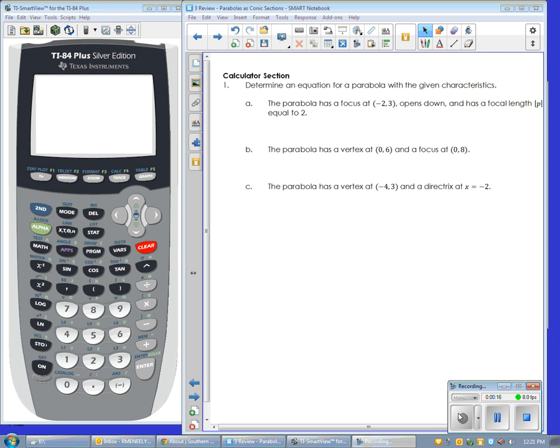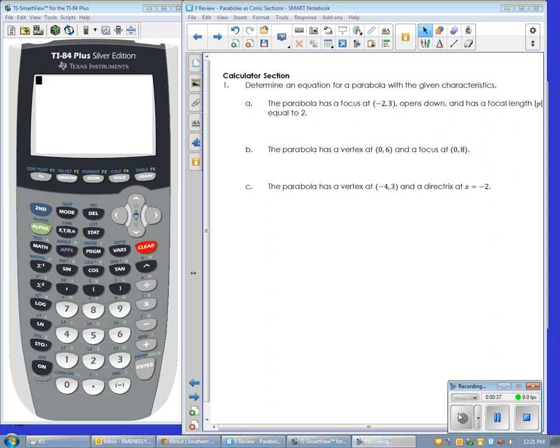In the first problem, you're given 3 different scenarios, and you're basically asked to come up with the equation for the parabola given the characteristics. Most of the problems on the unit test are going to be in some context. So make sure that you read into the problem and draw a picture so you can understand what part of the information is referring to the vertex or the focal length and so forth.